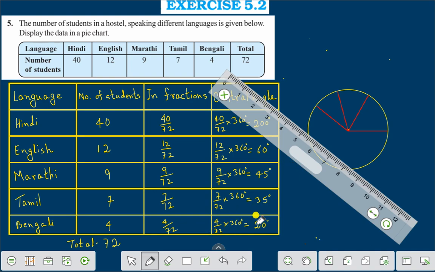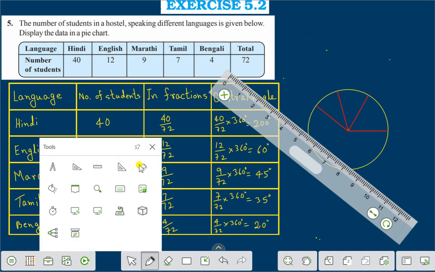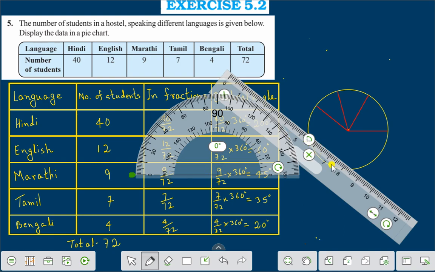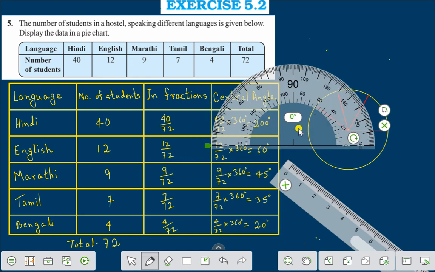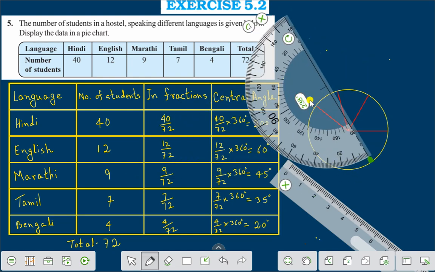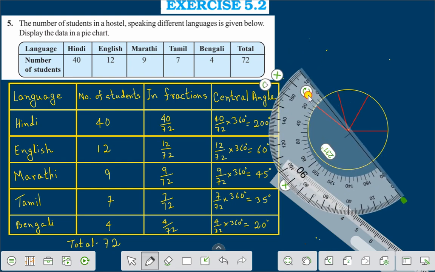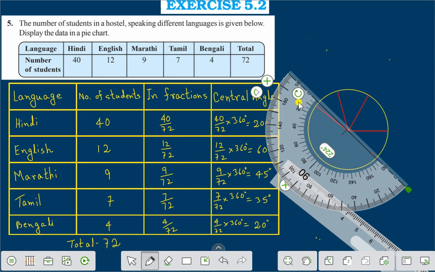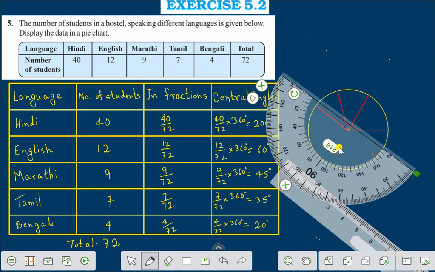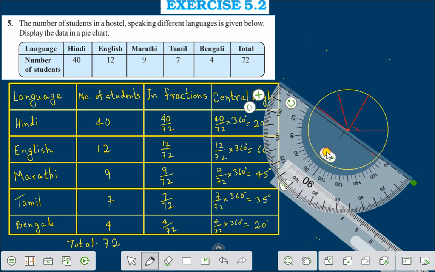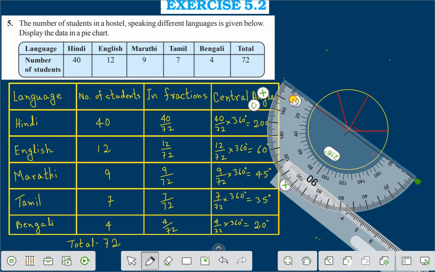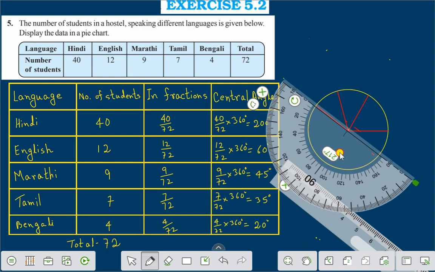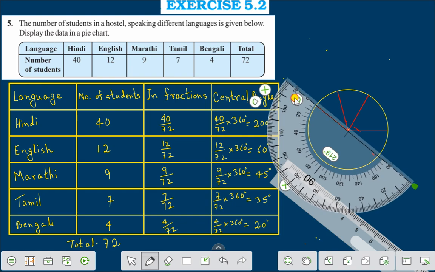We'll make 20 degree with the help of protractor again. Let us take the protractor here. With the help of this protractor, make an angle of 20 degree. Place the protractor at the proper place and make an angle of 20 degree. This is 20 degree.